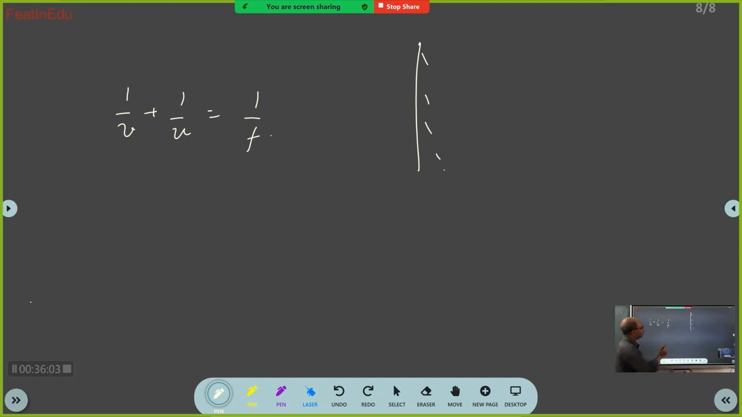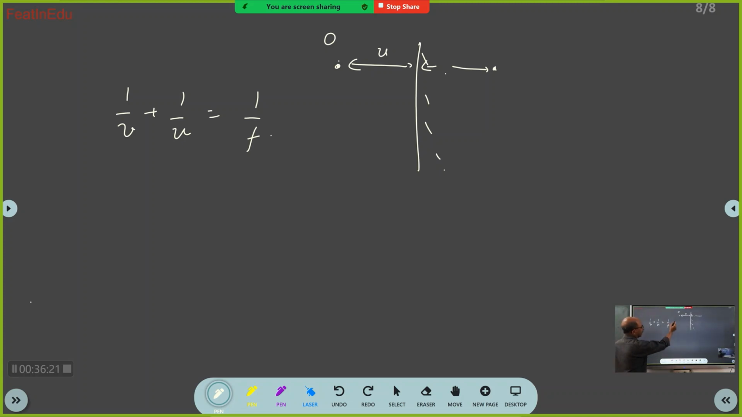So this plane mirror: you keep an object here. This distance is U, and you see the corresponding image here. Correct? All of you know this. We have proved this. So you have to apply the mirror formula here. So what will we do here?